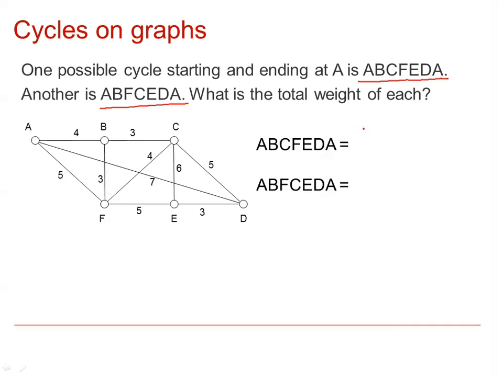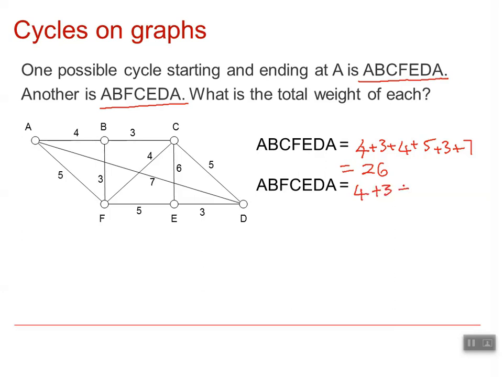So if we look at the first one, A, B, C, F, E, D, A, we've got A to B is 4, B to C is 3, C to F is 4, F to E is 5, E to D is 3, and D to A is 7. Let's see, we add these up, and the total is 26.